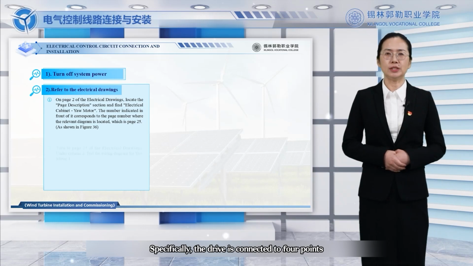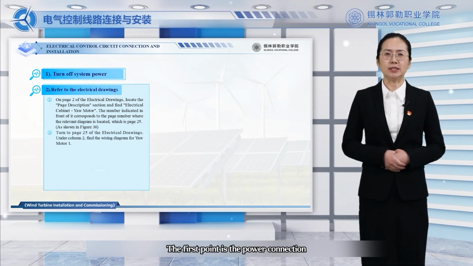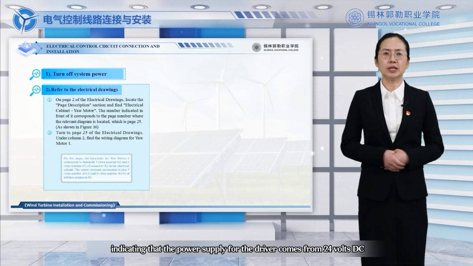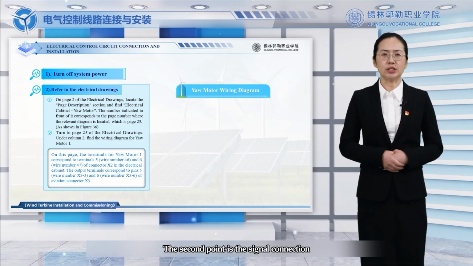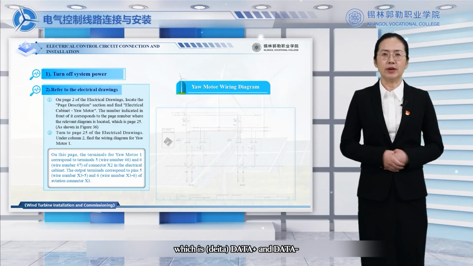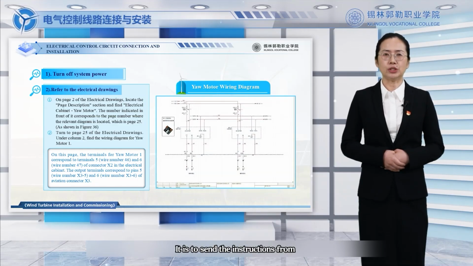Specifically, the drive is connected to 4 points. The first point is the power connection, indicating that the power supply for the driver comes from 24 volts DC. The second point is the signal connection, which is data plus and data minus. It is to send the instructions from the control cabinet to the yaw motor 1.